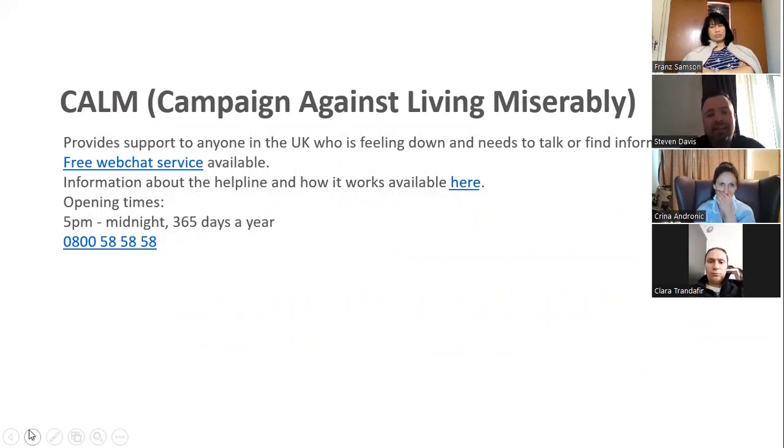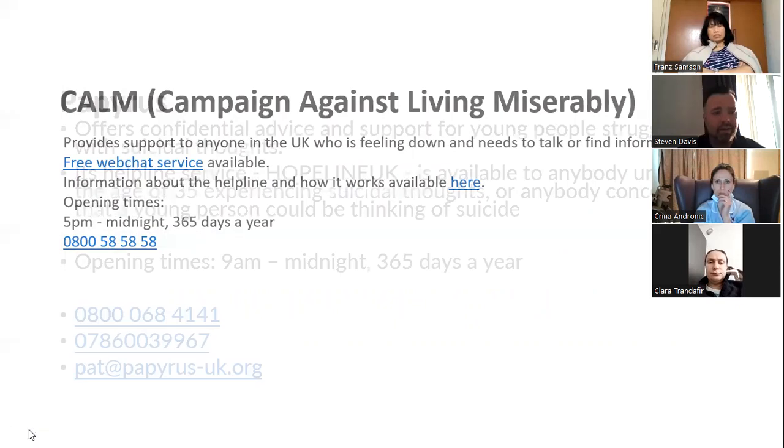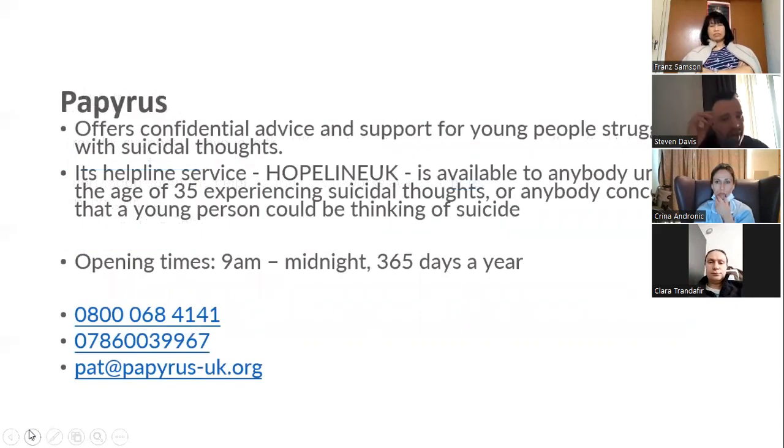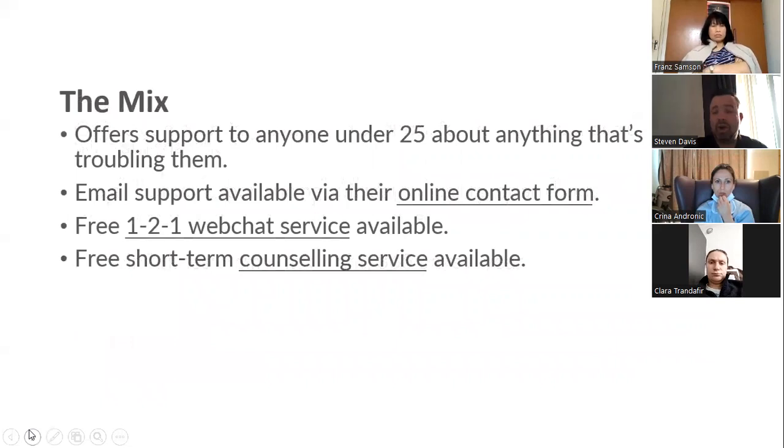The sad thing is, there's more stuff for younger people than what there is for working age adults. You know, it's great that we've got all of this stuff for young people, but again, there does seem to be an inequality here, because actually anyone of any age can feel suicidal. This is the Papyrus one, Papyrus, again, another confidential helpline. Mixed to support anyone under the age of 25, sorry.